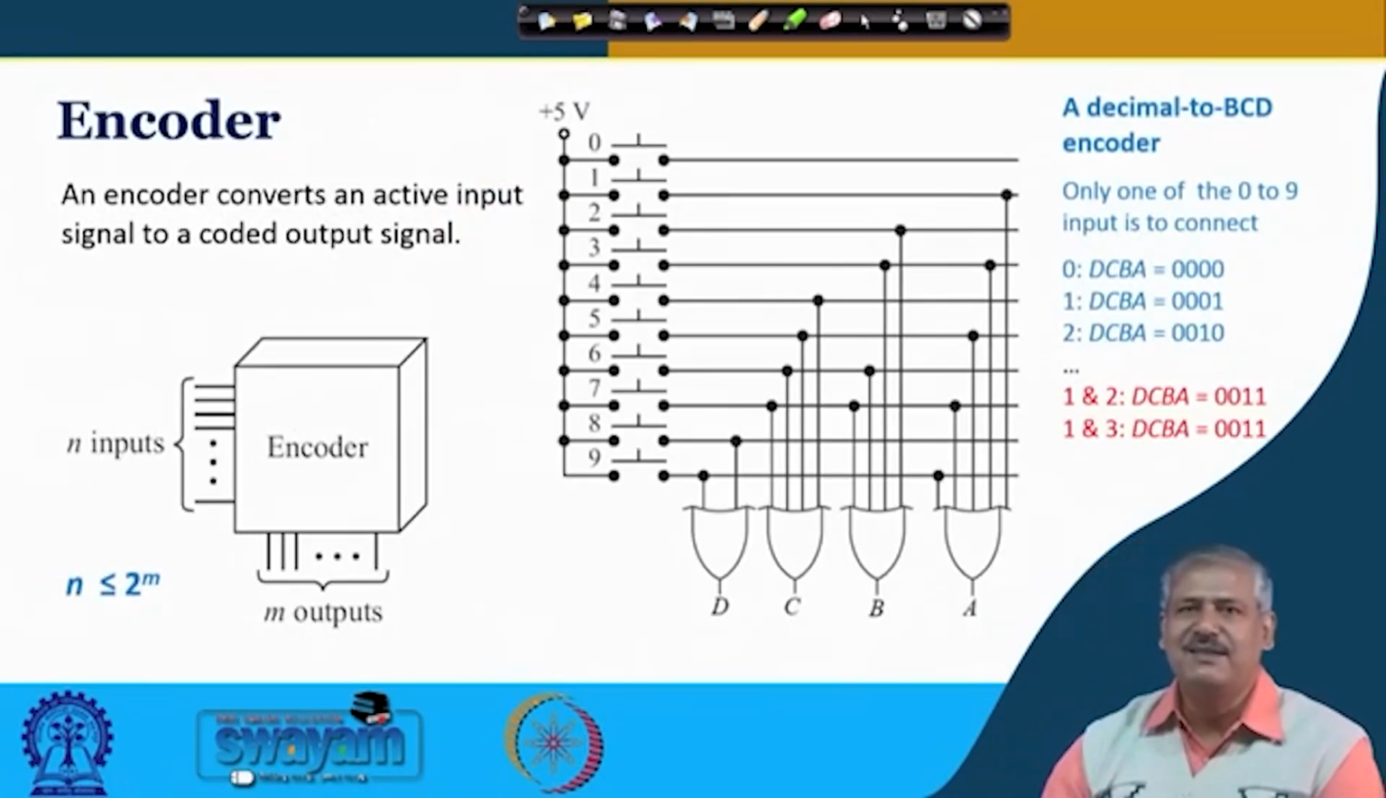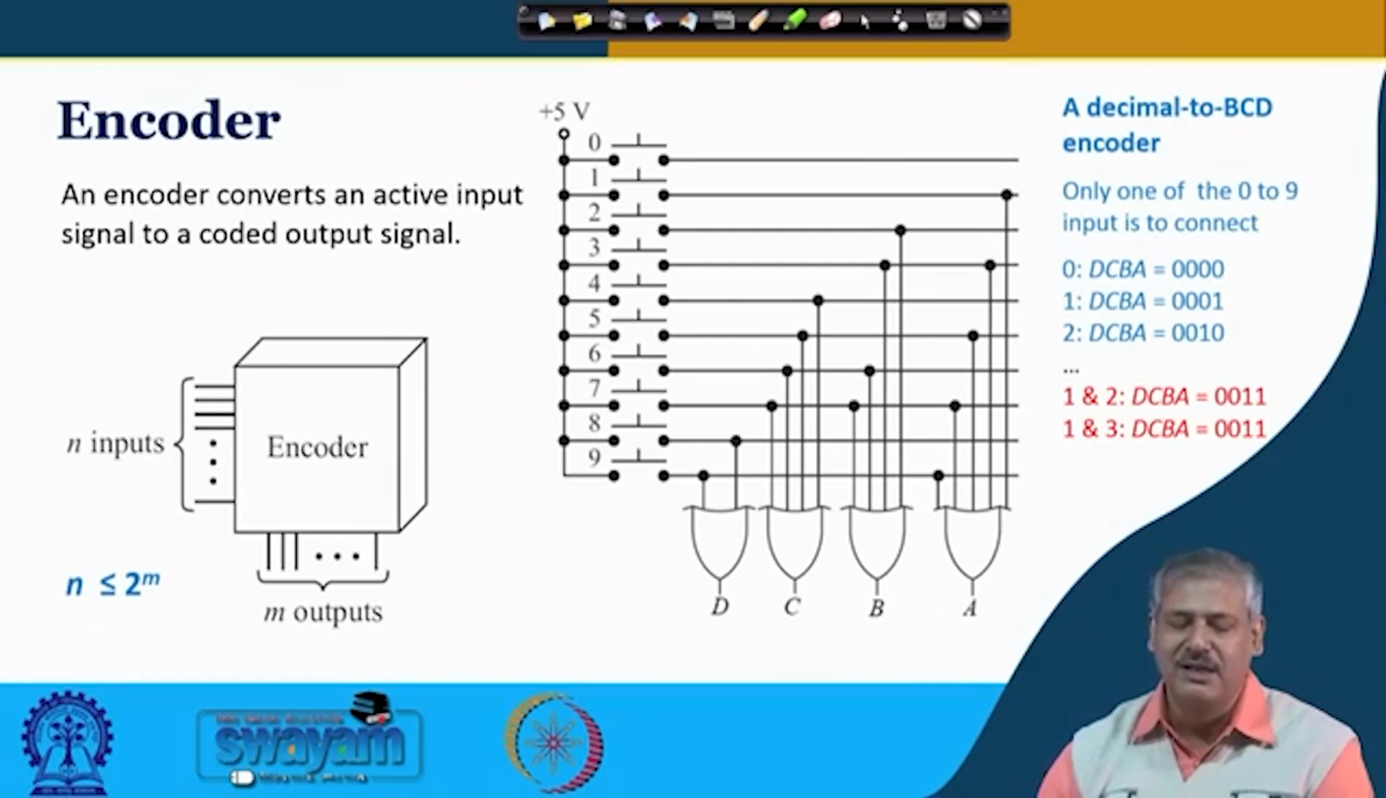So, having discussed a decoder, we would like to take up the encoder also, the encoding operation, and what would be the circuit for an encoder. So, what does the encoder do? It is just the opposite of a decoder. An encoder converts an active input signal to a coded output signal.